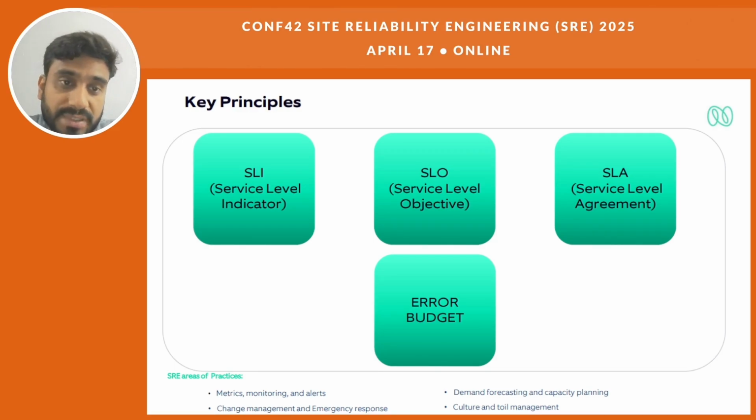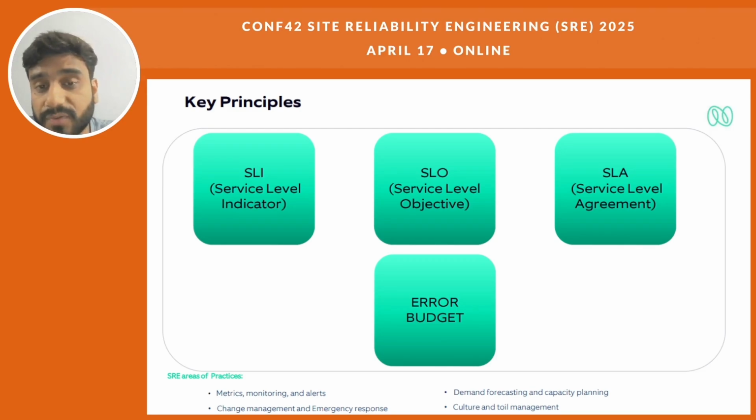Then the question is how we can practice and implement this principle. We have different kinds of practices. There are metrics, monitoring, and alerts. If we look at system reliability, we need a proper definition of the monitoring systems. We need correct metrics for the services. We need to set alerts for the error budget, so if the error budget is threatened, we get those alerts and can focus on the system reliability part. Then demand forecasting and capacity planning.